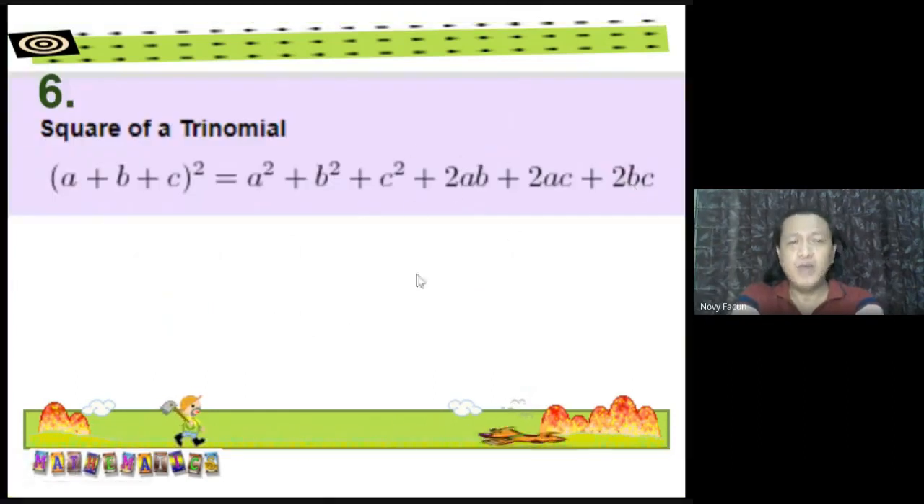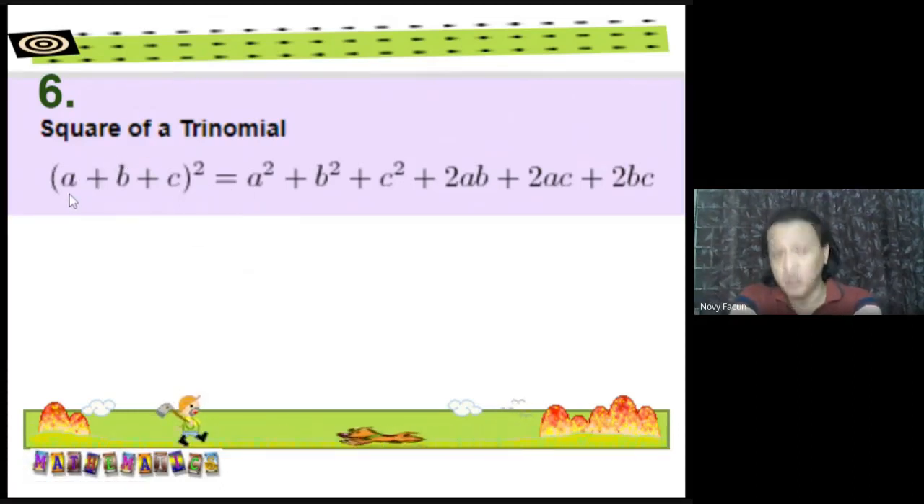And we also have the last special product. We call this square of the trinomial. So ito, napakadali lang siya. Mahaba lang yung formula. We have (a + b + c) squared. Paano ko malalaman yung square of trinomial? Kapag ang given nating terms ay tatlo. Ibig sabihin, trinomial. And meron siyang exponent na 2. Kaya nga siya square of a trinomial.